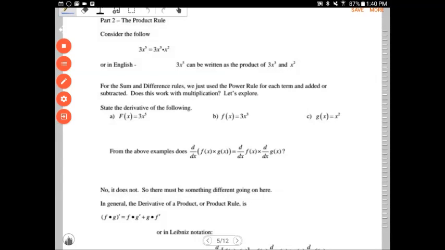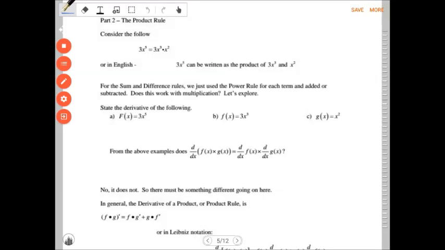Hi everyone, we are on part 2 of the derivative rules, the product rule. Okay, so I want you to consider the following equation. 3x to the fifth equals 3x cubed times x squared. Hopefully you agree with me that that works, right? When we have same bases, we add exponents, so we can break up 3x to the fifth into those two chunks. So in English, 3x to the fifth can be written as a product of 3x cubed and x squared.